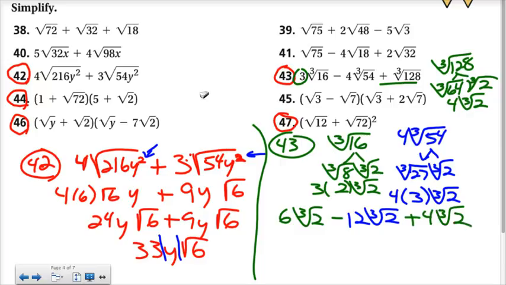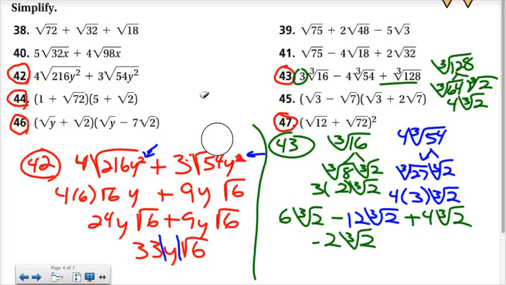So it takes a little doing there to get all of those terms so that we can see our like radical here is the cubed root of 2. We had 6, we subtract 12 of them, and we have a -6. Then we had 4, and we have a -2 cubed roots of 2 for number 43. And in this case, this was all numbers, no variables, so we don't need to worry about checking for absolute value or anything with that one.